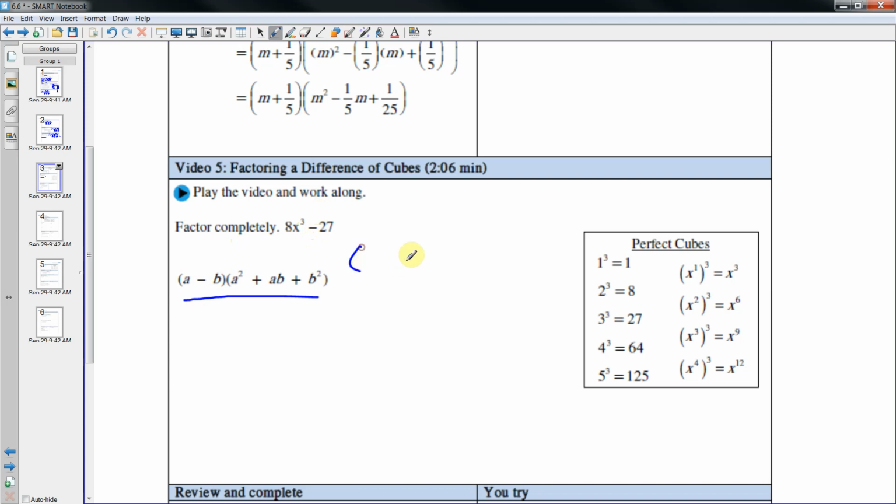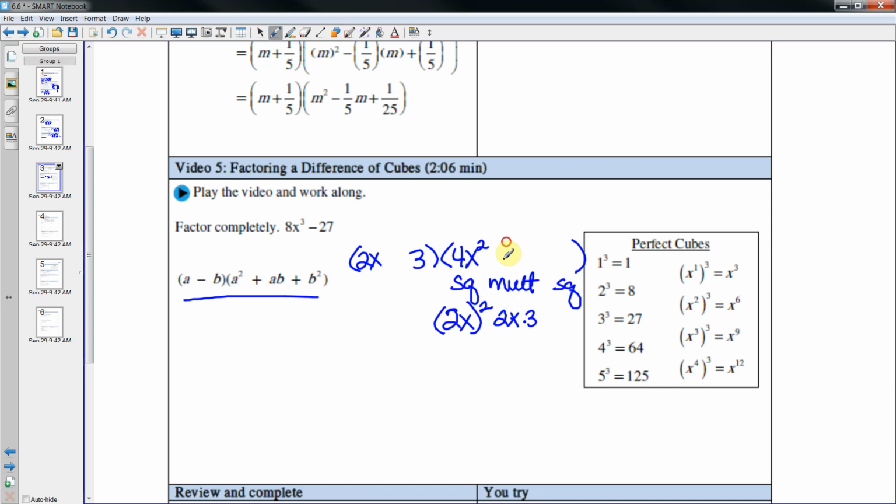So I'm going to do little, big, binomial, trinomial. 8x cubed is 2x. 27 is 3 times 3. Here we go. We're going to have a minus in this one. So we're going to do square, multiply, square. So I'm going to square 2x. That's going to give me 4x squared. I'm going to multiply 2x times 3.